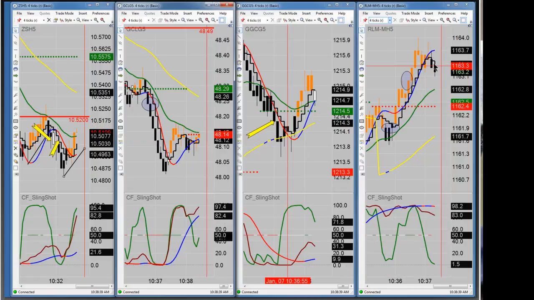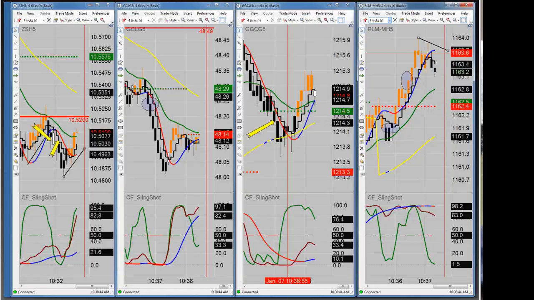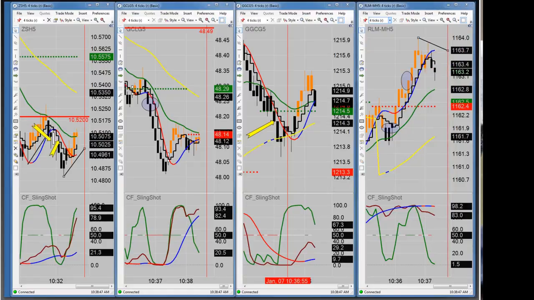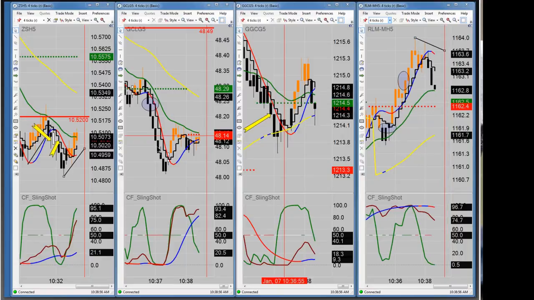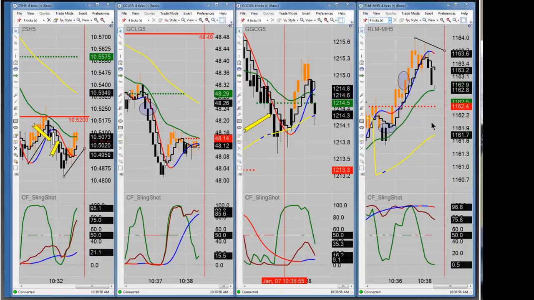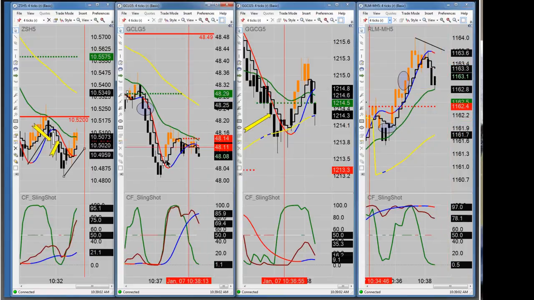And we didn't get the up close over there on the Russell. Did not get the up close over there on the Russell. And let's see. Nothing that we can do right here. Nothing that we can do right there.